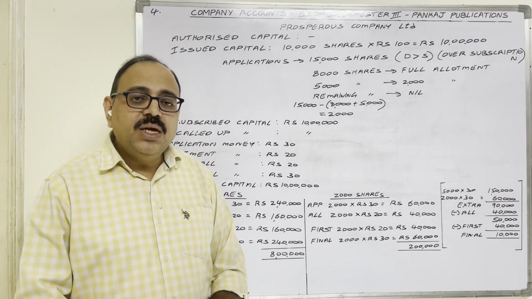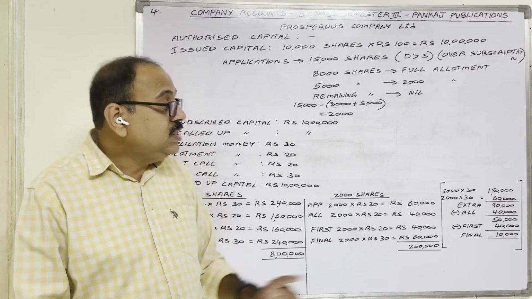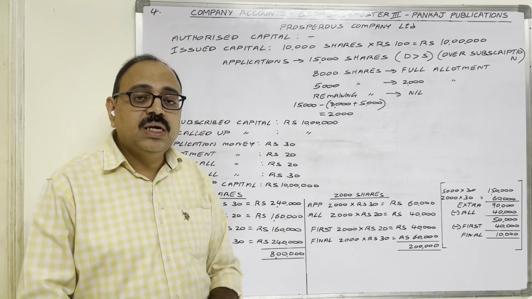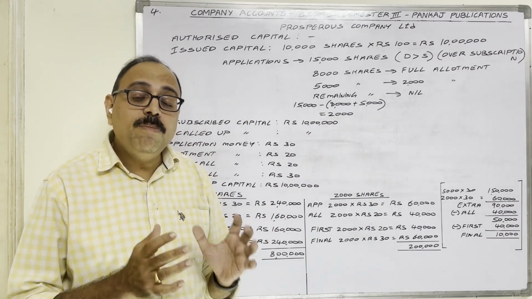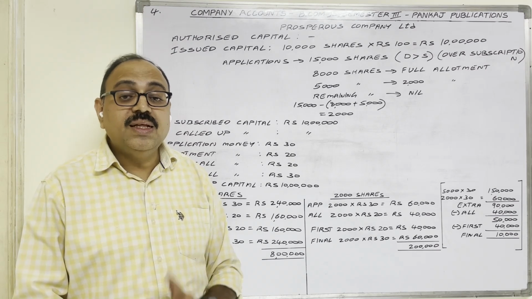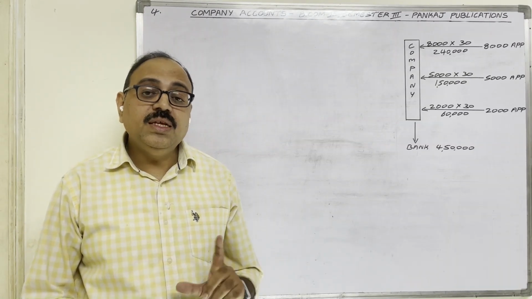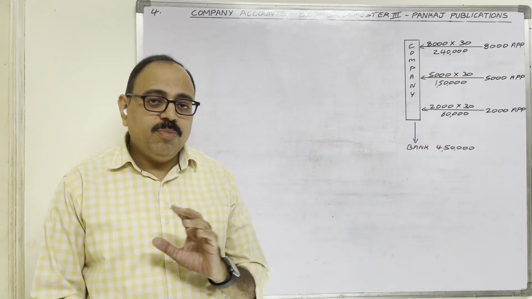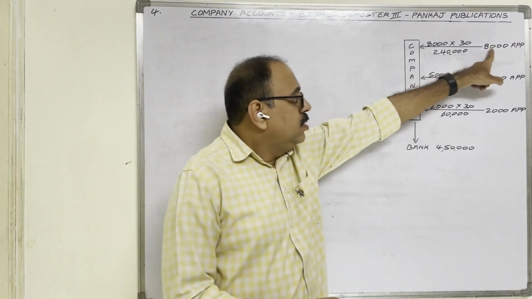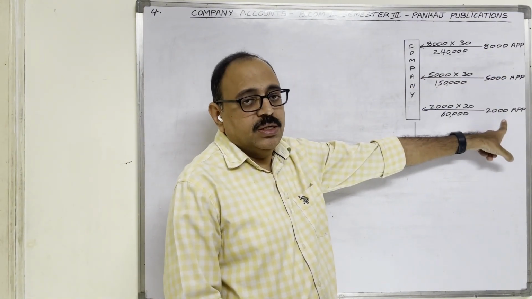Now what is asking in the question? He is asking us to write journal entries for these transactions and he is asking us to show the balance sheet also. First let us see the journal entries. First let us write the journal entries. First entries for application now. See, 3 types of applicants.